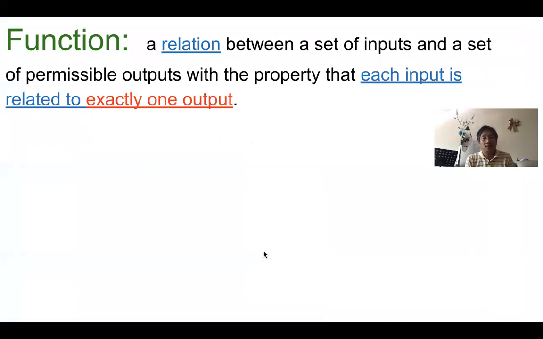Function, this is the definition: a relation between a set of inputs, which are x values, mostly we know x values, and a set of outputs with the property that each input is related to exactly one output. Each input must be related to only one output. No more than one output, right? But different inputs going to the same output is okay. But the same input goes to only one output. That should be the function.